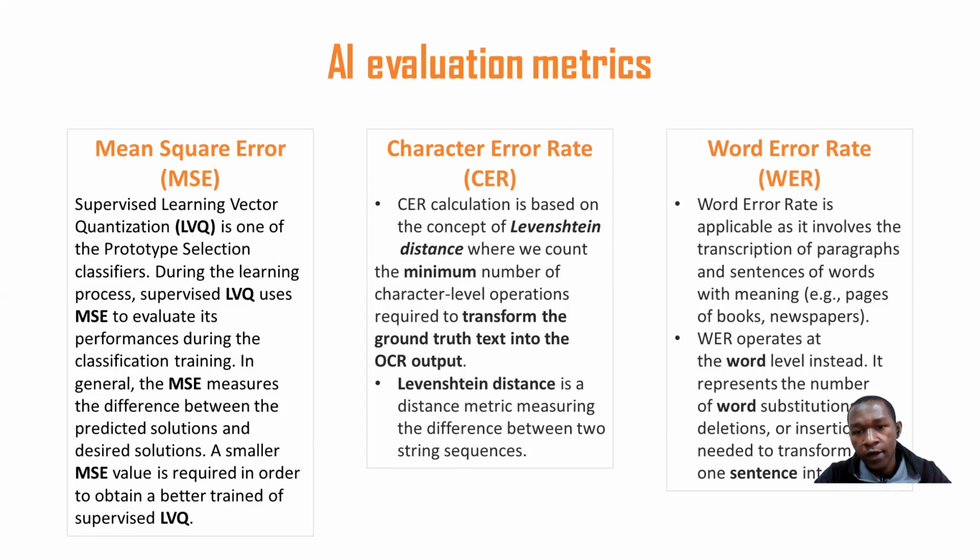Moving on, we have the word error rate, abbreviated WER. The word error rate is applicable as it involves the transcription of paragraphs and sentences of words with meaning, for example, pages of books, newspapers, and many others. The word error rate operates at the word level instead. It represents the number of word substitutions, deletions, or insertions needed to transform one sentence into another, as you know.